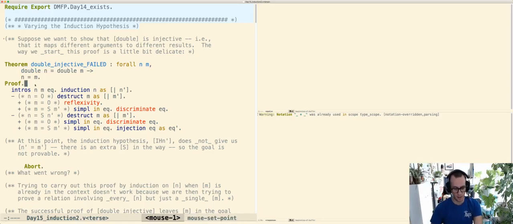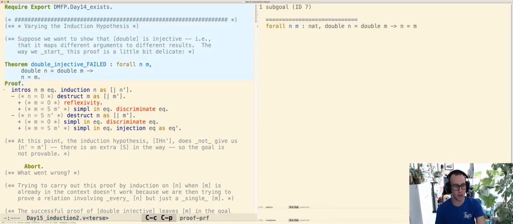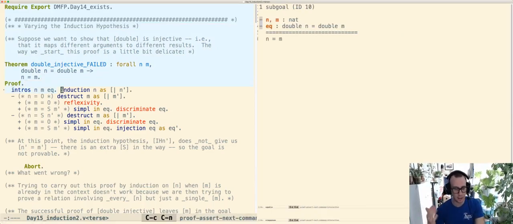So now, what's going to happen is this is going to go off the rails. Let's see what happens. Okay, so we're walking along innocently enough. We introduce everything. Let n and m be given such that double n equals double m. Let's prove that n equals m by induction on n. Give ourselves an IH. Okay, great.